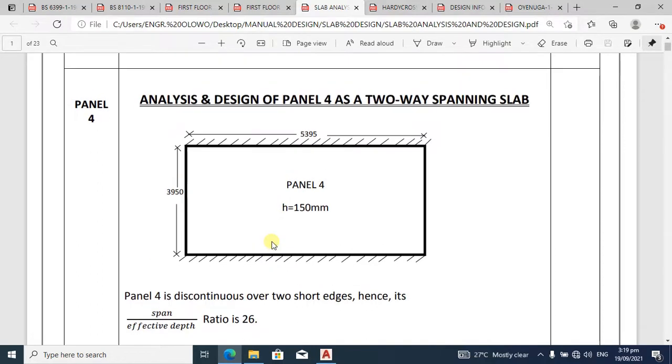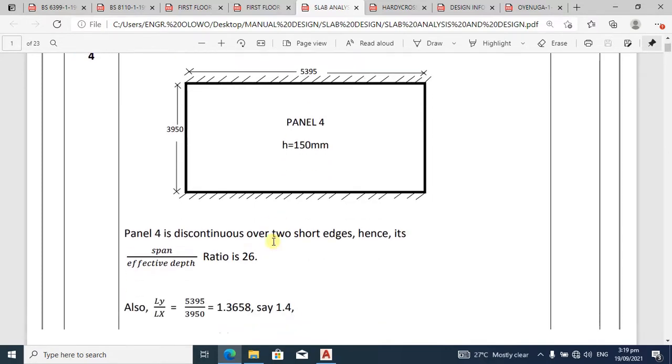slab, just to establish the theory that says when the shorter span is less than 3.6 meter, you economically design as two-way, or when it is greater than 3.6 meter, you design economically as one way. So let's proceed.